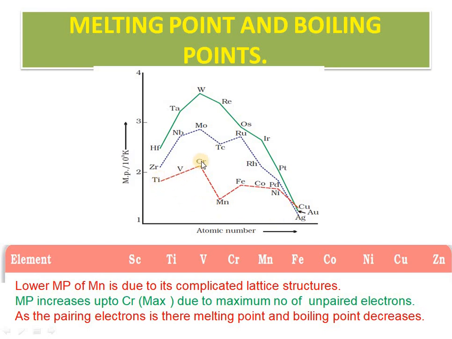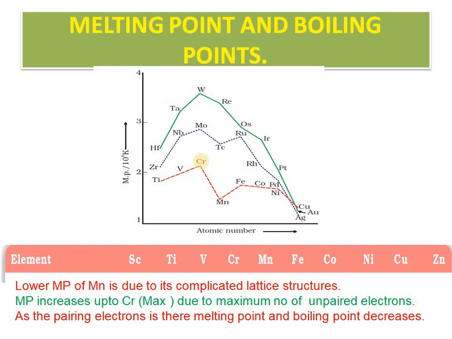So see here, chromium. If you see the electronic configuration, if you remember, chromium 4s1 3d5 has the maximum unpaired d electrons, which is helpful in the formation of metallic bond. So chromium has a higher tendency to form metallic bonds, and therefore the melting point would be more.